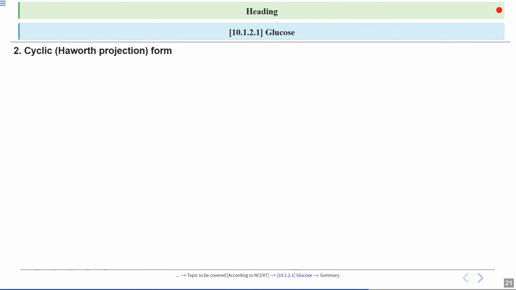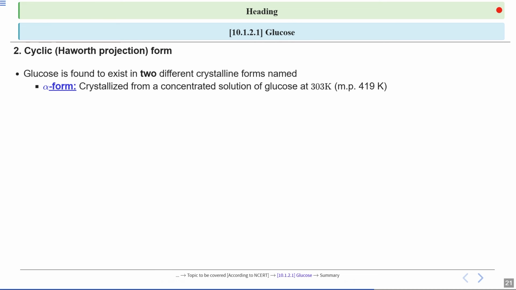So if we talk about the cyclic form, glucose is found to exist in 2 different crystalline forms. First, if we focus on the alpha form, the alpha form of glucose crystallizes when we cool a concentrated glucose solution at 303 Kelvin. Its melting point is 419 Kelvin. So this is the alpha form of glucose. You have to pay attention to the hydroxyl group at carbon number 1. In the alpha form, this hydroxyl group points downwards.